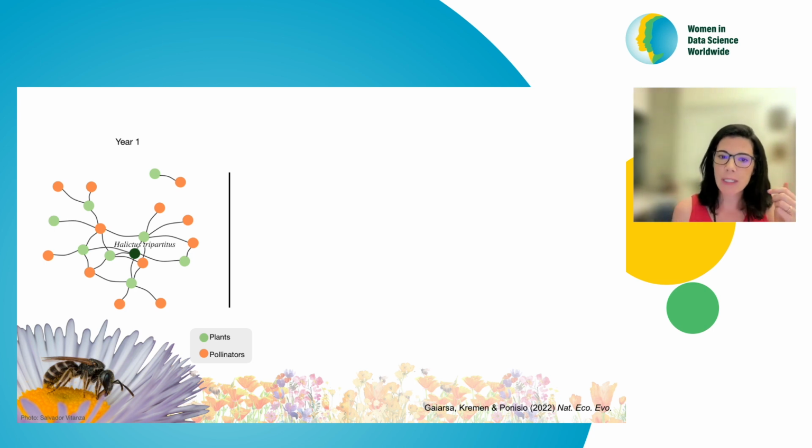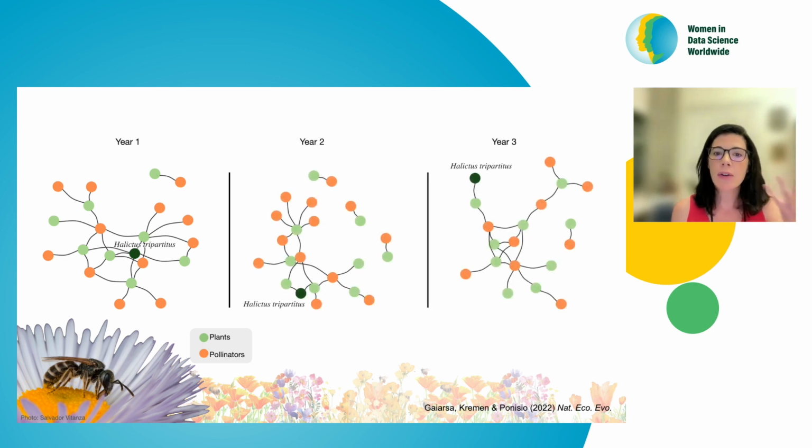Here I invite you to please pay attention to the species highlighted in dark green, which is one of the most common species in our study system. And it's possible to see not only the differences in interactions from year to year, from year 1 to 3, but also how their position in the network is changing. This interaction flexibility, what we call interaction flexibility, is a potential mechanism that may enable communities to maintain function in the face of biodiversity threats.